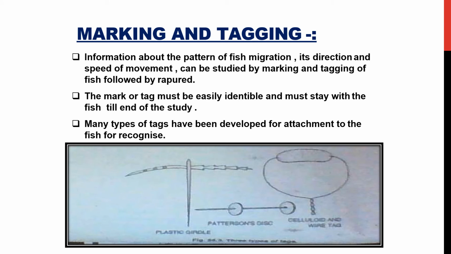Now, marking and tagging. Information about the pattern of fish migration, its direction and speed of movement can be studied by marking and tagging of fish followed by recapture. The mark or tag must be easily identifiable and must stay with the fish till the end of the study. Many types of tags have been developed for attachment to the fish to recognize it. You can see the diagram, where it is easily shown. There is a plastic circle given, and you can see how it is put. In the middle there is a Petersen disc, and then there is celluloid and so on. Wire is there. In this way, marking is done.